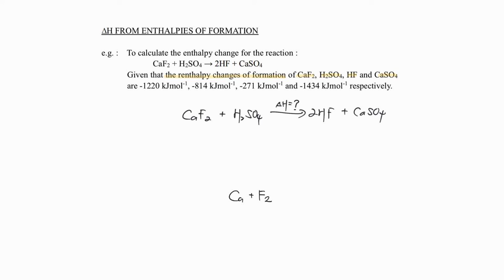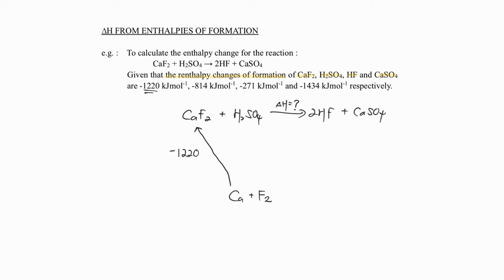For example, we have calcium fluoride. The elements to form calcium fluoride are calcium plus fluorine gas. So the arrow has to point from the elements to the compound that is formed. So we have calcium plus F2 pointing to calcium fluoride with the value given here, negative 1220 kilojoules per mole.